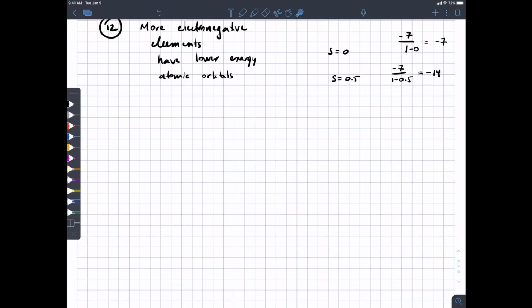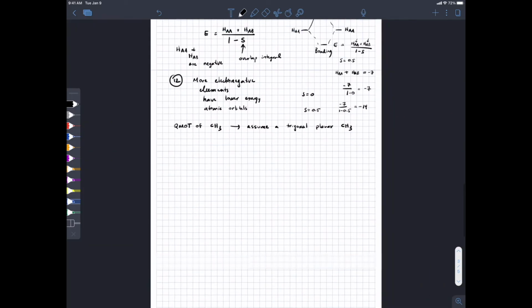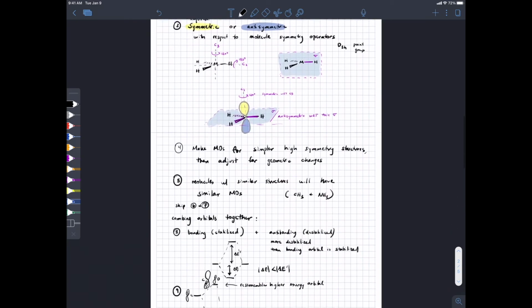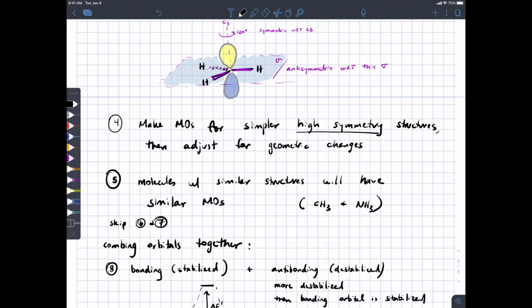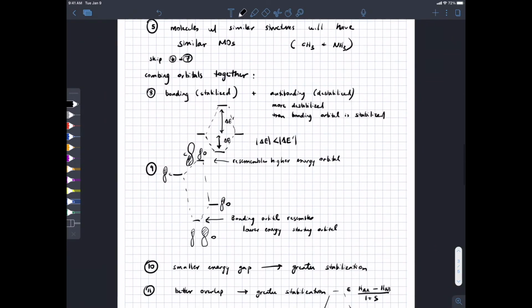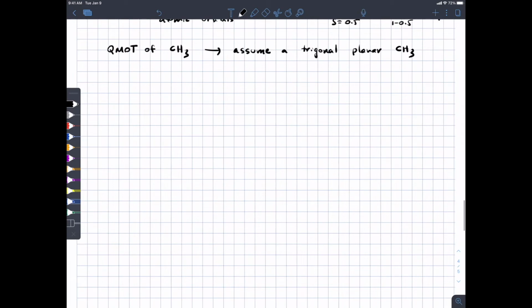All right, so let's start with a simple system. We're going to do this QMOT approach for CH3. And we're not even going to say whether this is CH3 cation, CH3 anion, or CH3 radical. But let's start with the assumption that we're going to assume a trigonal planar CH3. This is because of one of the principles of QMOT, where we're going to start with high symmetry structures and then make adjustments if we need to. So the simplest and highest symmetry structure for CH3 is going to be planar.